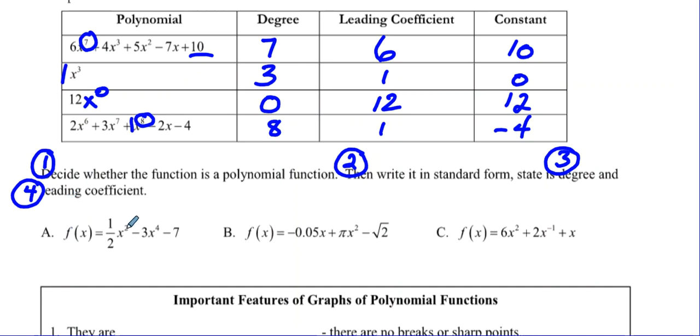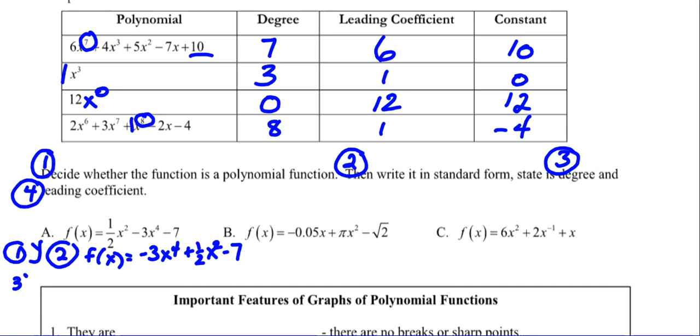Alright, so number 1, I'm looking at the exponents. They are all positive integers, so yes, it's a polynomial function. Number 2, standard form. So I need to change the order so that the exponents go from the largest to the smallest. So f of x equals negative 3x to the 4th plus 1/2 x squared minus 7. Number 3, the degree is the largest exponent, which is 4. And number 4, the leading coefficient is in front of that x, so that would be negative 3.